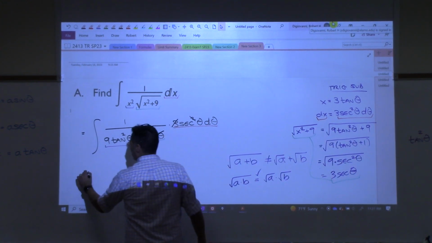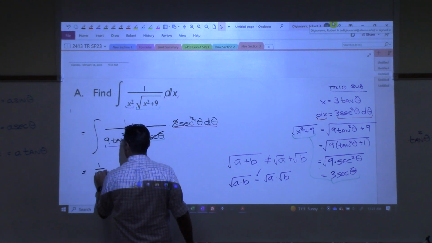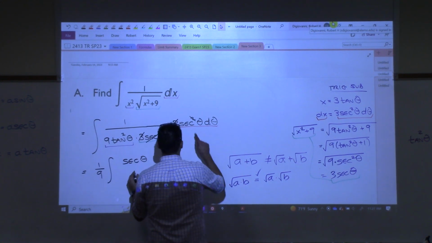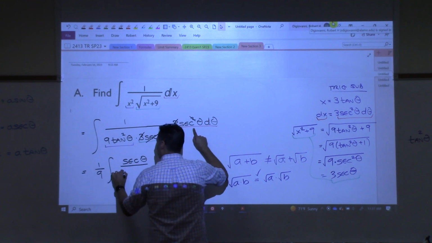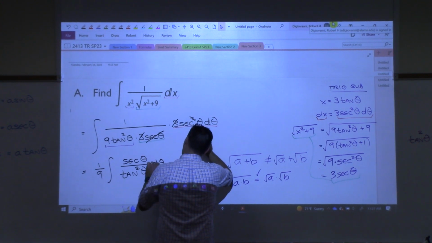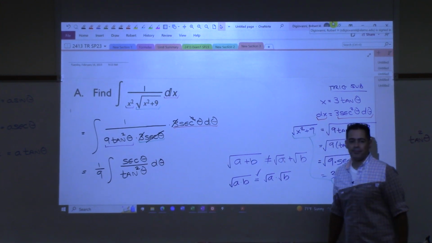Let's pull out a 1/9. That 9 on the bottom, just pull out as 1/9. I've got secant theta left on top. On the bottom, I have tangent squared theta d theta. And that's where I am.